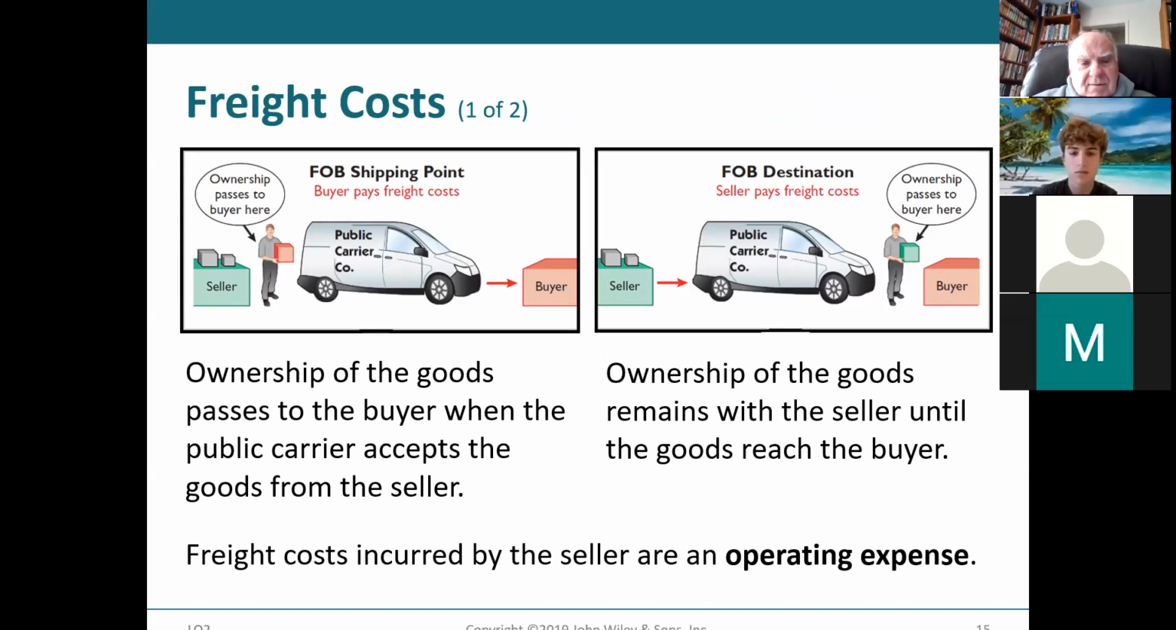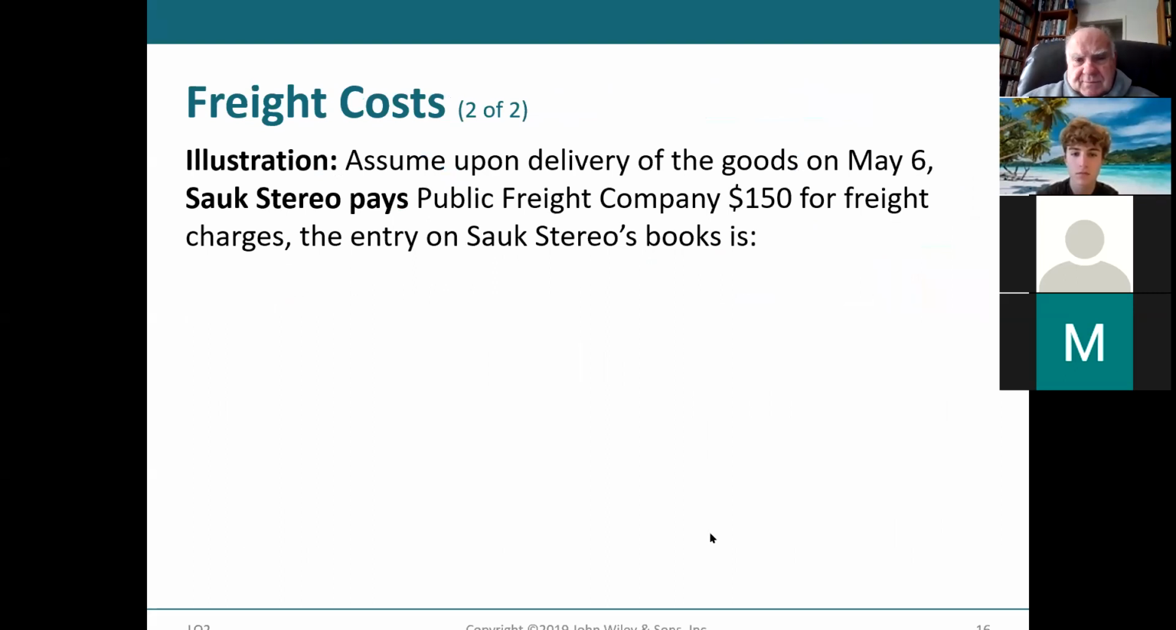FOB shipping points. These are kind of interesting and important. FOB, freight on board. FOB represents the exact moment in time when ownership of the goods changes from the seller to the buyer. And this can be very, very important in certain circumstances.